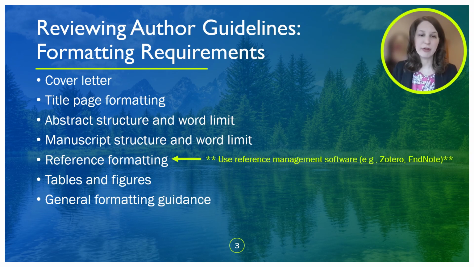This is where using a reference manager like Zotero or EndNote becomes critically important. For example, if you submit your manuscript to a journal that requires APA formatting and it gets rejected, and the next journal on your list requires AMA formatting, with Zotero, it's just one click of a button to change your references from APA to AMA. If you don't use a reference management software, you would need to make this change manually, which can be very tedious. So from the very beginning, I highly encourage you to use a reference management software.